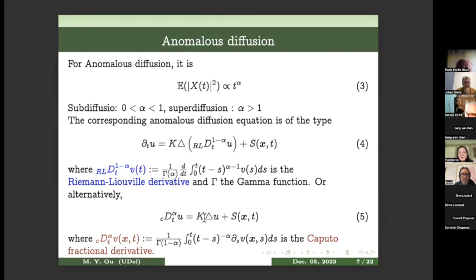Number 5, instead of partial t u, in this diffusion equation, the partial t u part will be replaced by this Caputo derivative, and then the Laplacian part is the same. And I put a source term there. So there's a source which creates a chemical and then it will diffuse in the media. Okay. So this Caputo derivative, let's have a close look at this.